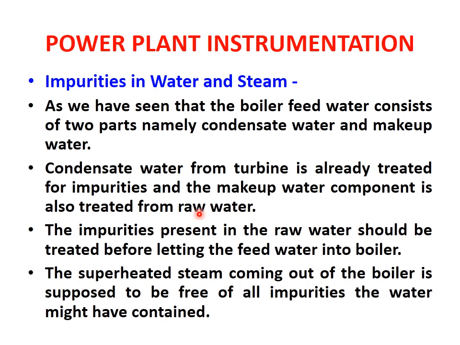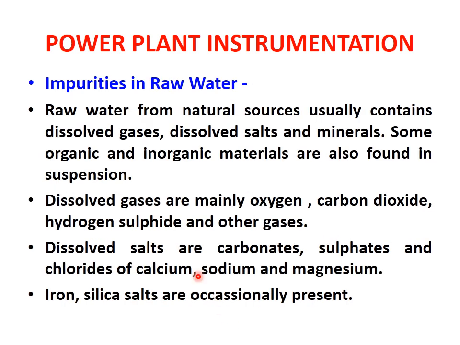The impurities present in the raw water should be treated before letting the feed water into the boiler. So this is the main point here, that the impurities present in the raw water should first be treated before letting the feed water go into the boiler. The superheated steam coming out of the boiler is supposed to be free of all impurities the water might have contained. So basically the superheated steam which is coming out of the boiler should be fully free from all the impurities. Going to the next slide.